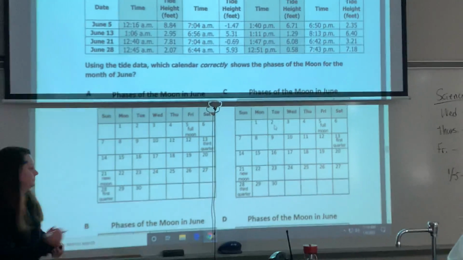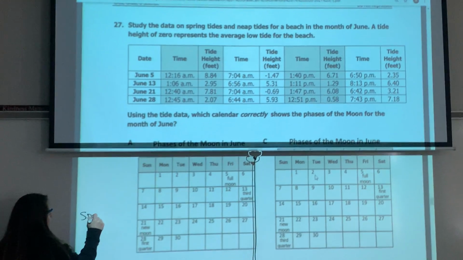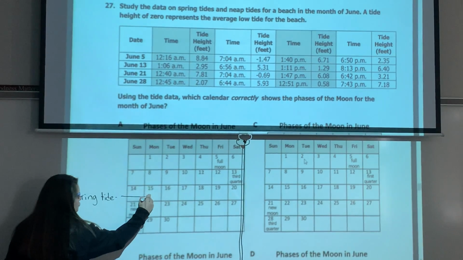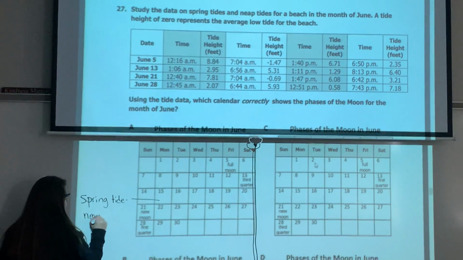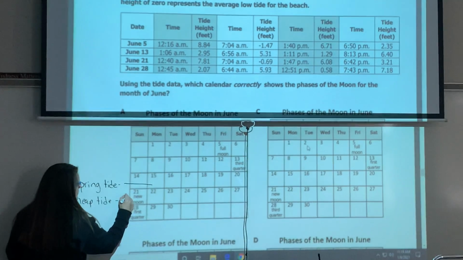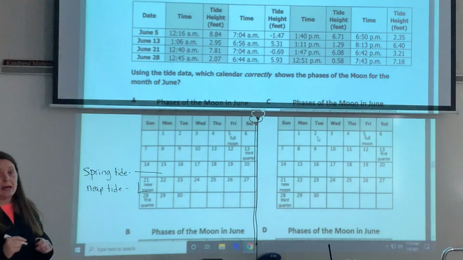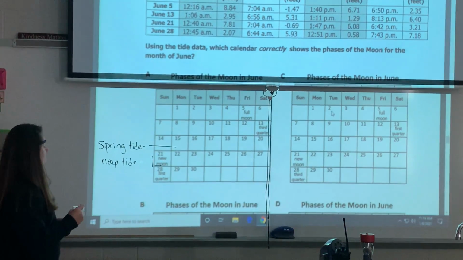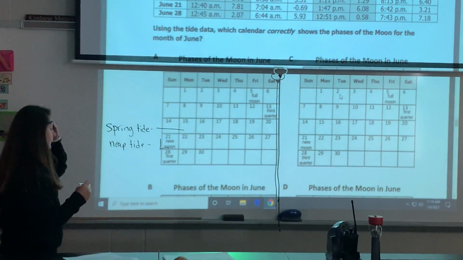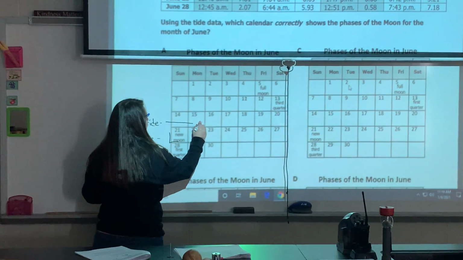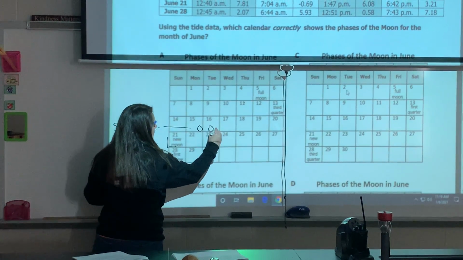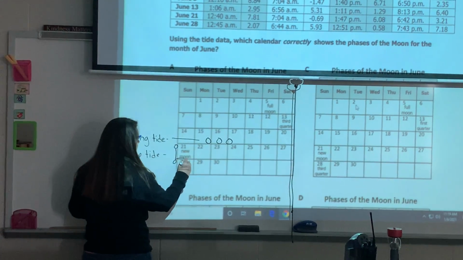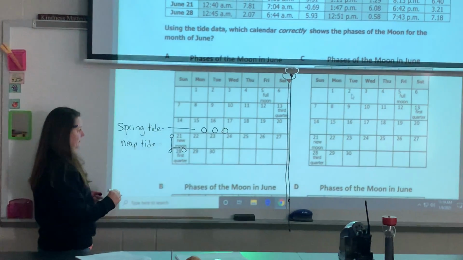Spring tides, they go in a straight line, okay? Neap tides, they go at 90 degrees, okay? They only happen whenever you have a new moon and a full moon. So, what do you mean straight line? When you have the earth and the moon lined up, and then the sun. Now, if you have a neap tide, they're going to be at 90 degrees. They're going to look like that, okay?